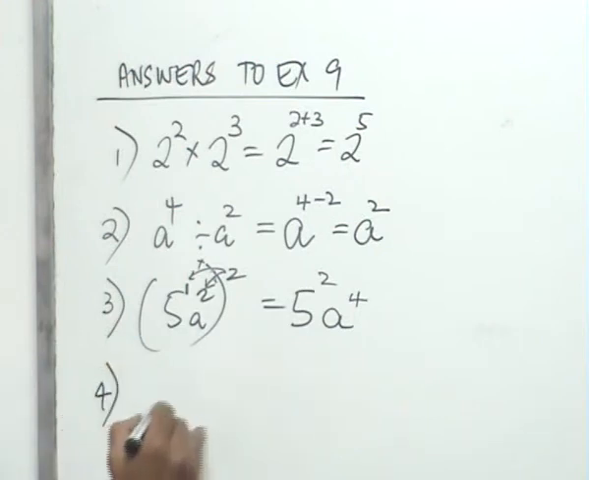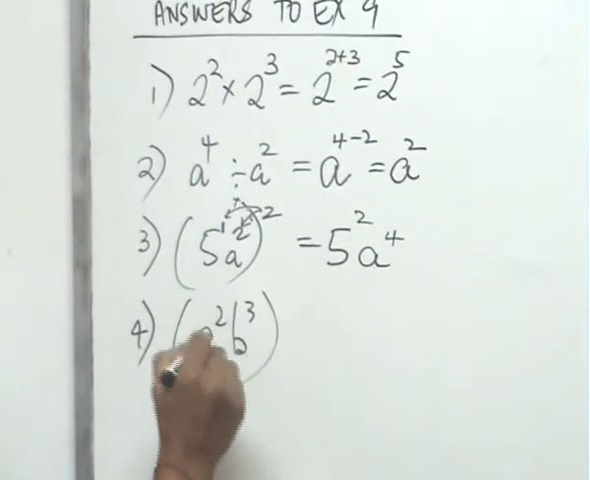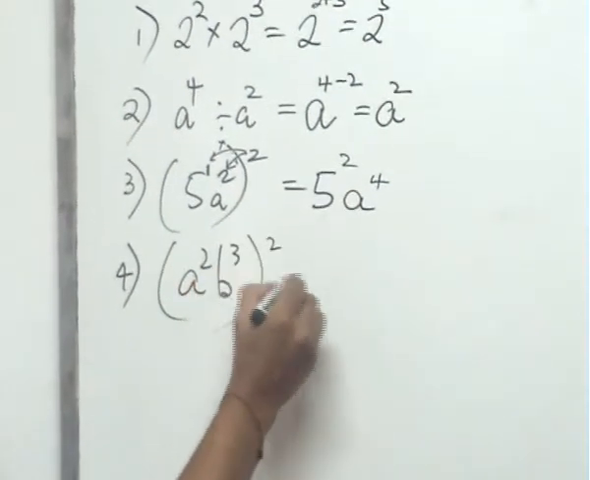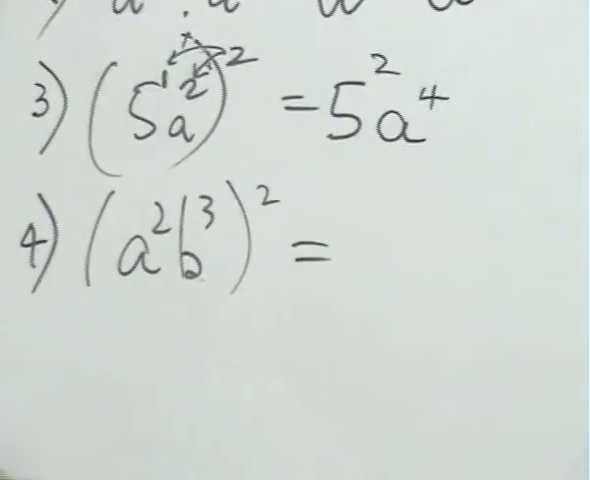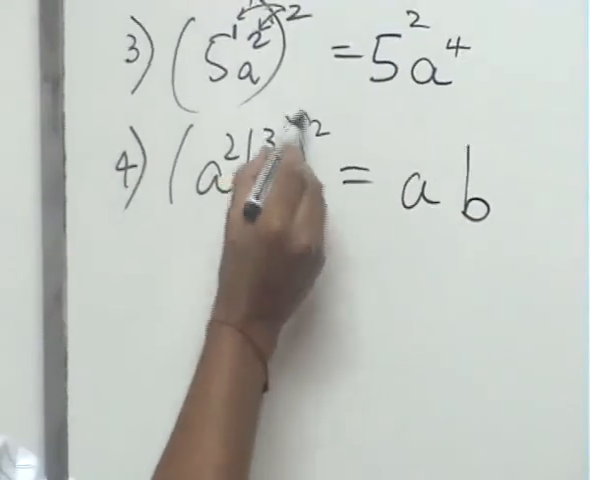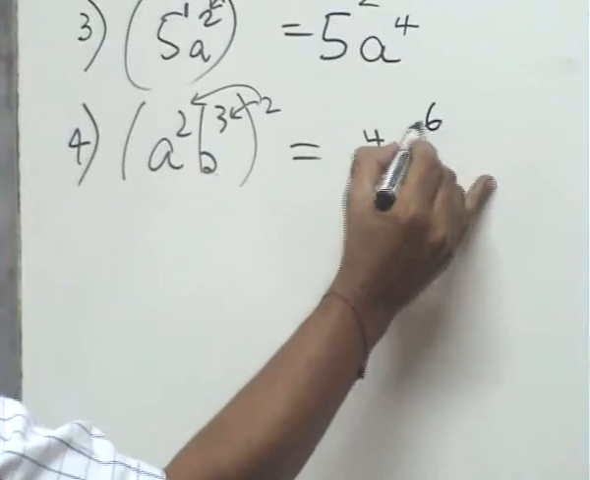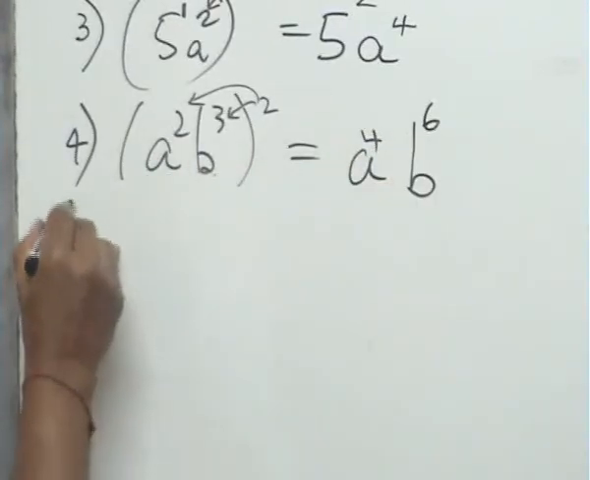Number 4, a squared b cubed all squared. So again, it's power to power. Write down the bases. So it will be 2 times 2, 4, 2 times 3, 6. Power to power law. Number 5.